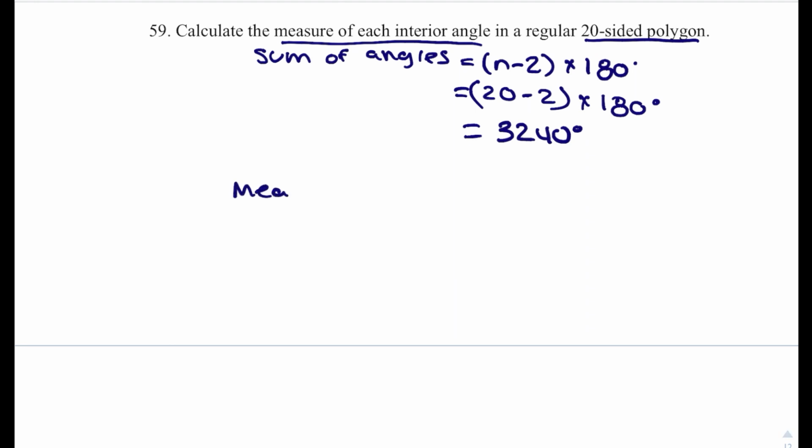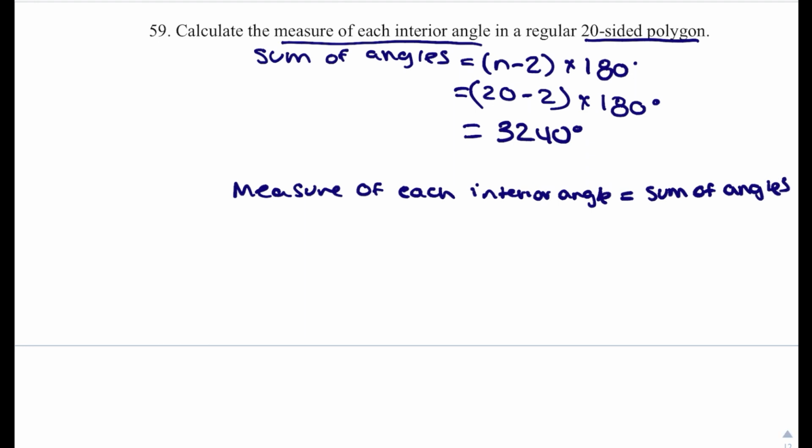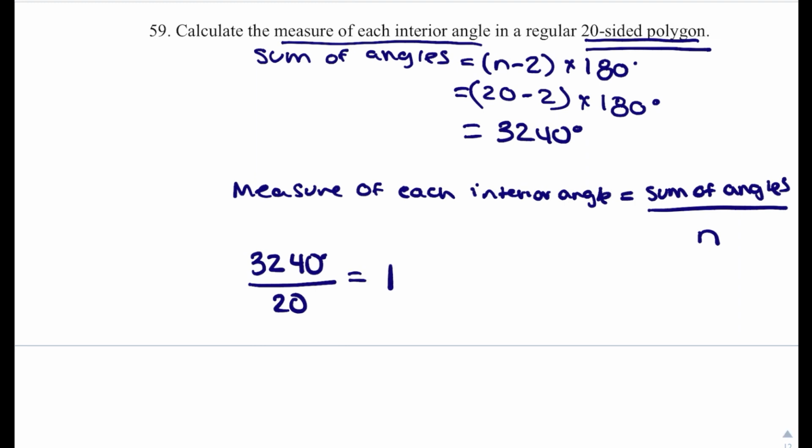So in order to find the measure of each interior angle, it is going to equal the sum of angles over n. Okay, so we have 3,240 degrees, that's our sum of angles, over, we know that n is the number of sides, so over 20. We can plug this into our calculator and we get 162 degrees, and that is our answer.